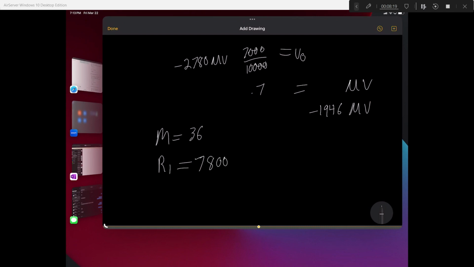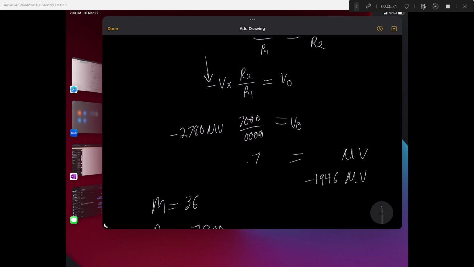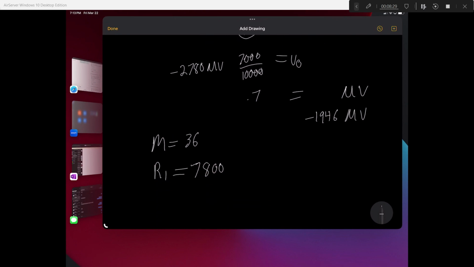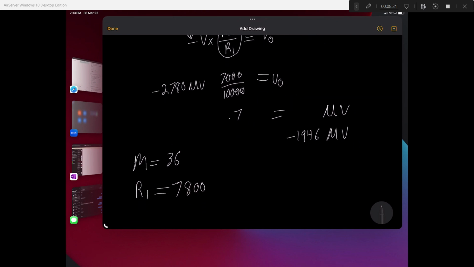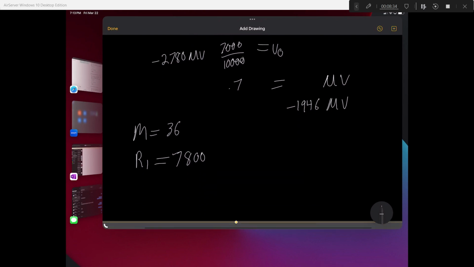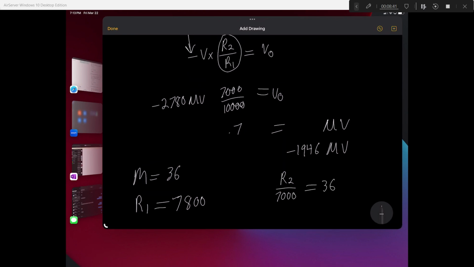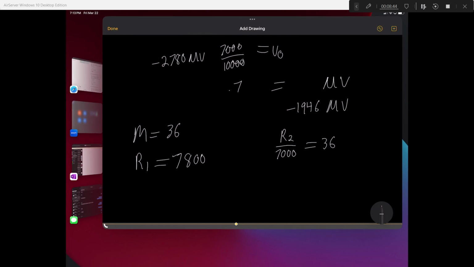Well, what will M be? Well, notice the place of where M is at. It's just replacing R2 over R1. So if we plug that into an equation, R2 divided by 7,000 is equal to 36, which is M. Multiply 7,000 over, and we get R2, which is going to be 252 kiloohms.